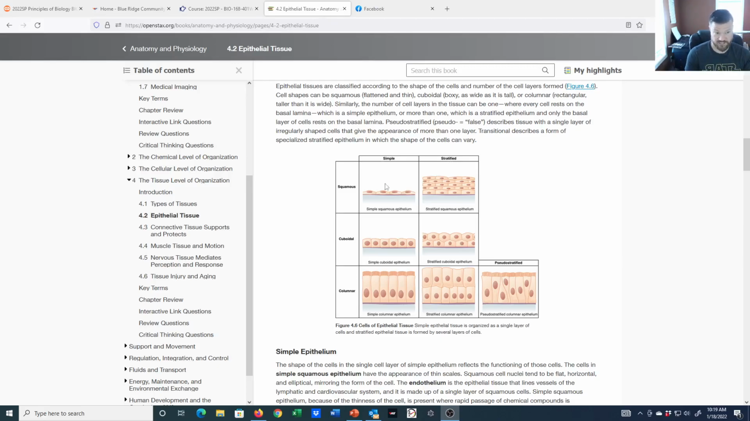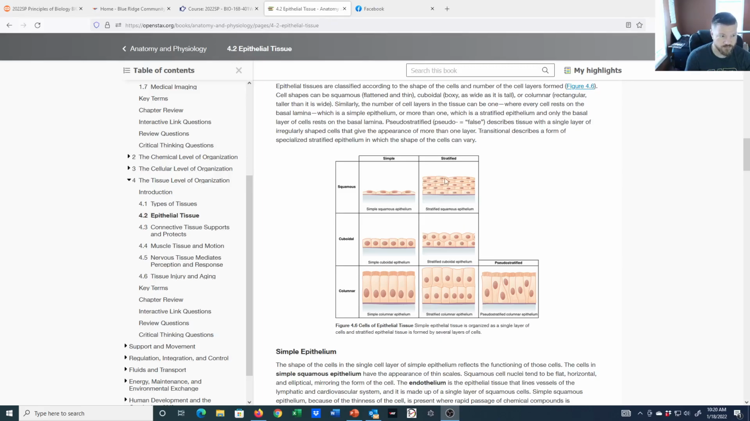And then you'll pick the second name based on its shape. So are they kind of scale-like structures, in which case we call them squamous. So simple squamous tissue are single layers of kind of scale-like looking cells. Stratified squamous, multiple layers.